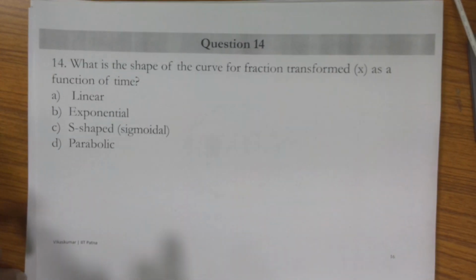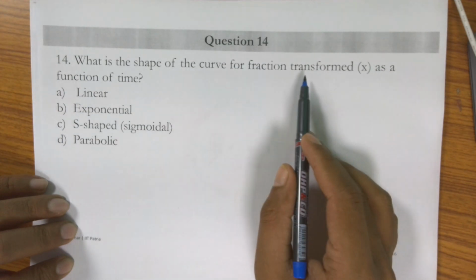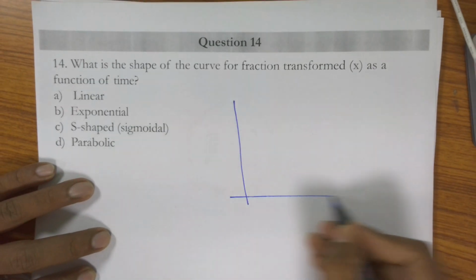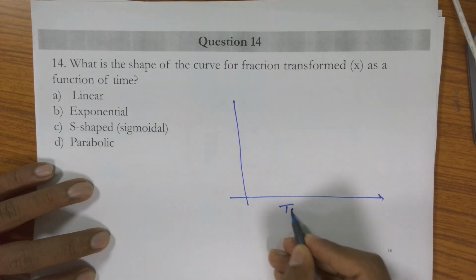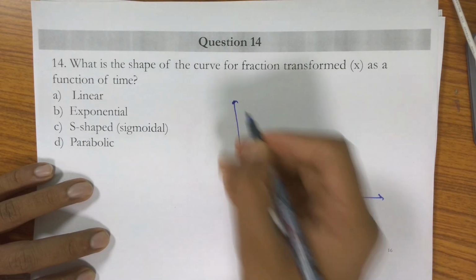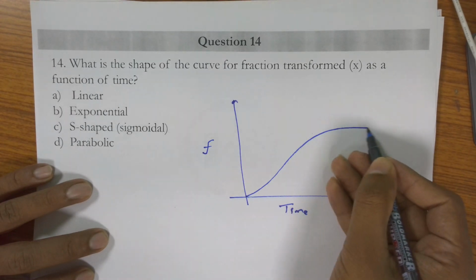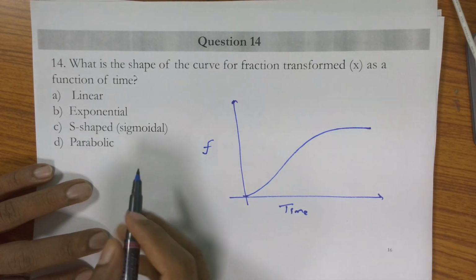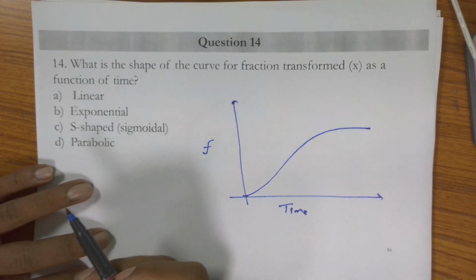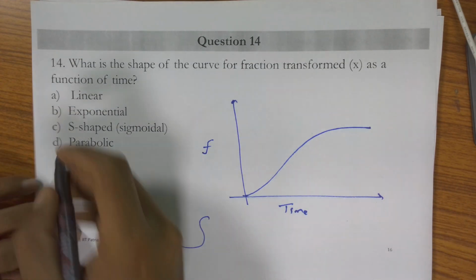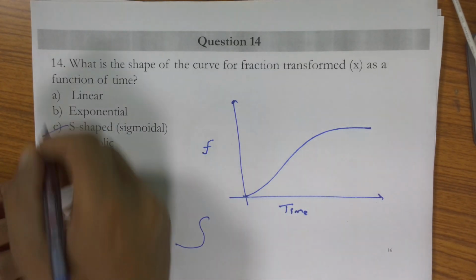Let's move on to the next question, question number 14. What is the shape of the curve for the fraction transformed as a function of time? If we have to draw the fraction transformation with time, it will look something like this. It's more or less like an S. So it's an S-shaped, sigmoidal curve.